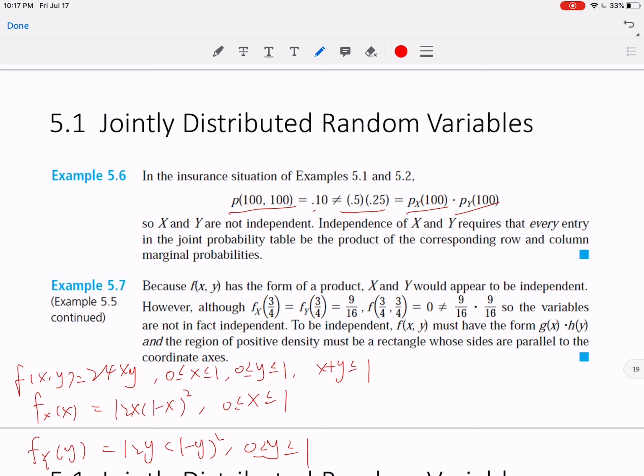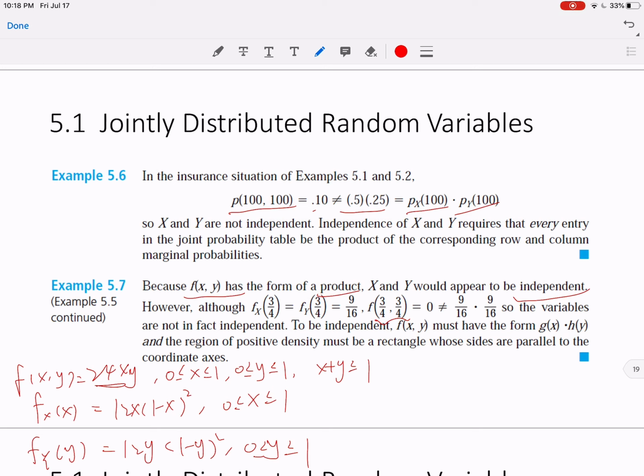So let's take a look at what they said over here. Because f of x, y has the form of a product, X and Y would appear to be independent. However, in this case, if we plug 3/4 back into the marginal PDFs, the value of both marginal PDFs would be equal to 9/16. But if we plug both of them back into the joint PDF, actually it is not appropriate to write a 0 over here, because we're talking about the function value.